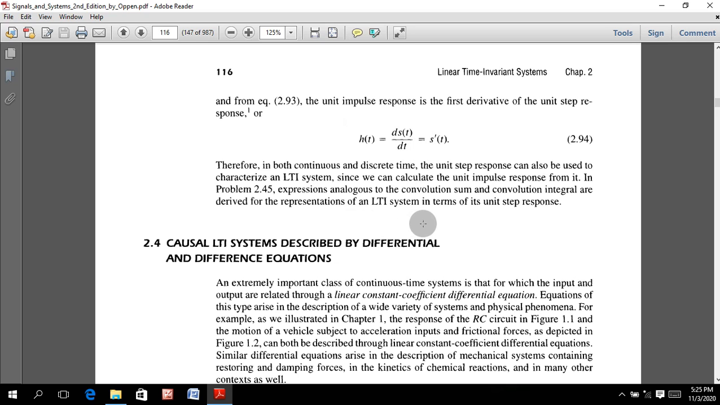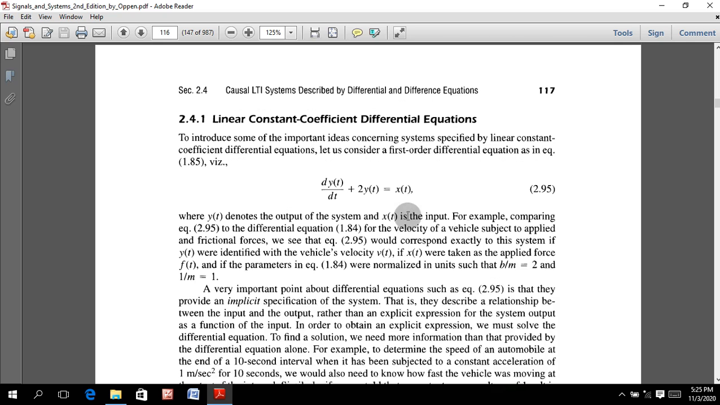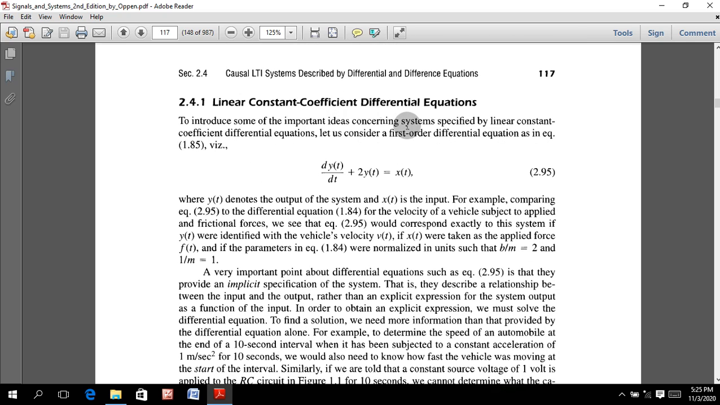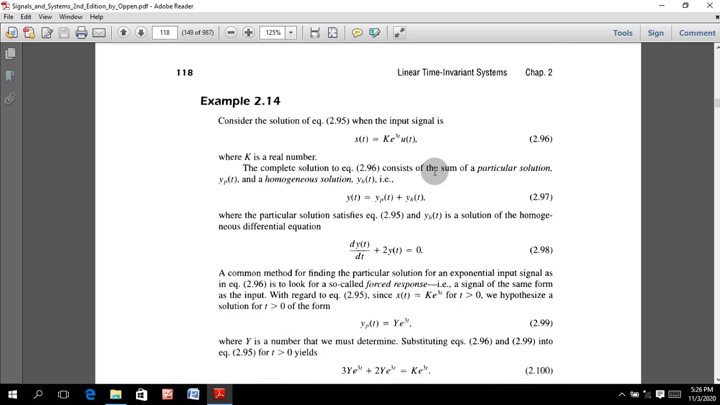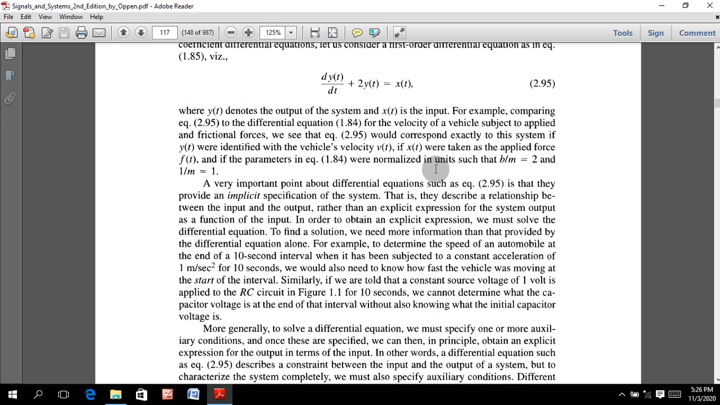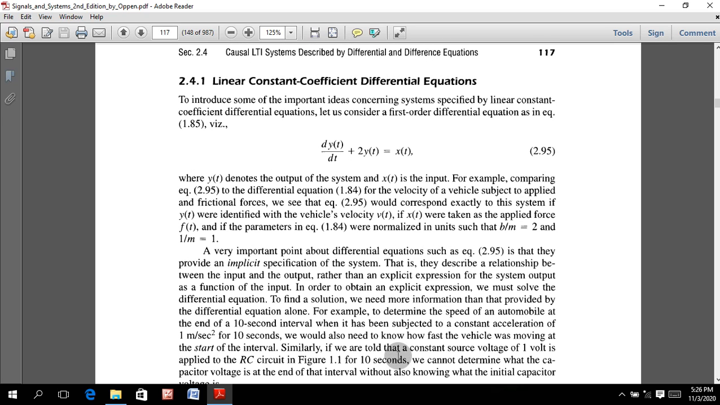Now, to describe a causal LTI system by differential and difference equations, we need the solution of second order. Suppose this is a linear constant coefficient differential equation. Any such differential equation can be rewritten as d of dt of y of t plus 2 times y of t equal to x of t. We will use an example to give the total explanation of what the differential equation is and how it works.